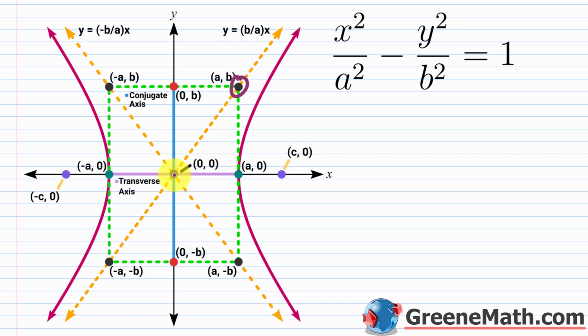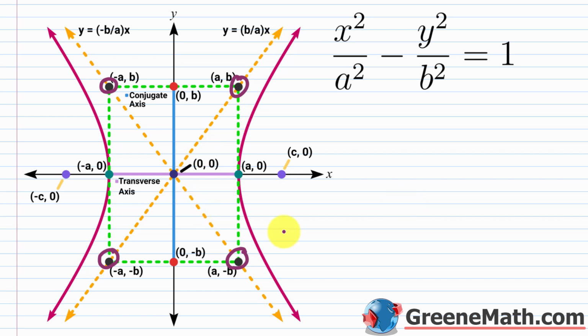If I take this right here and I go a units to the left and b units up, I get negative a, b. If I go a units to the left and b units down, I get negative a, negative b. And then if I go a units to the right and b units down, I get a, negative b. So those are the endpoints of what we call the fundamental rectangle. And if you extend the diagonals of this guy, you're going to get your asymptotes.